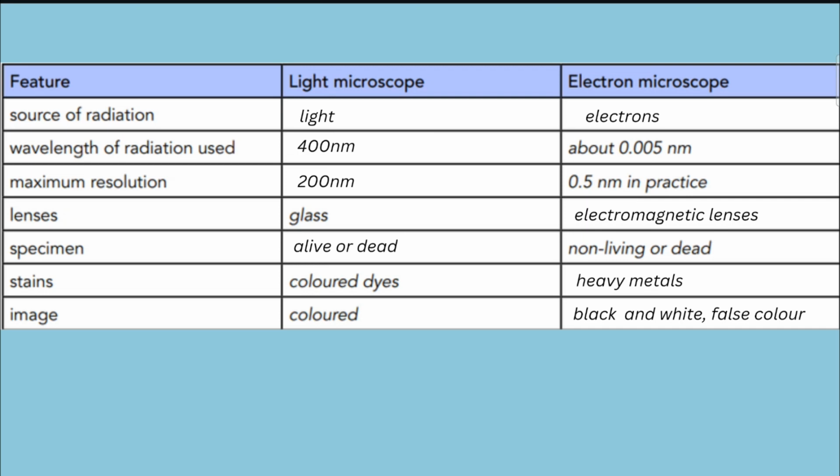Using heavy metals, you stain something, and basically the organelles that absorb the most heavy metal just appear darker than organelles that don't absorb so much, right? So it just looks like a black and white picture of an X-ray.